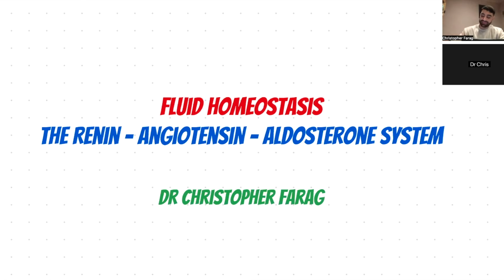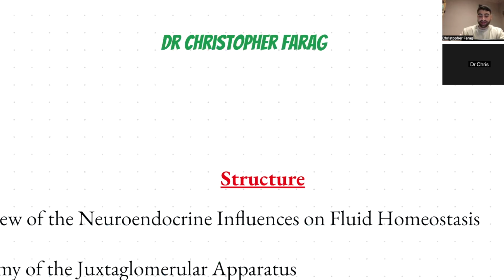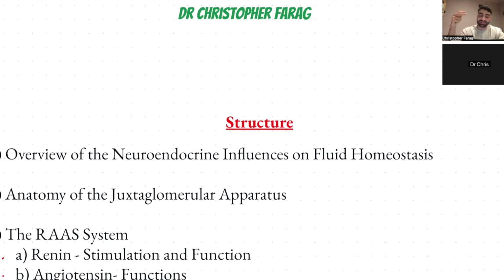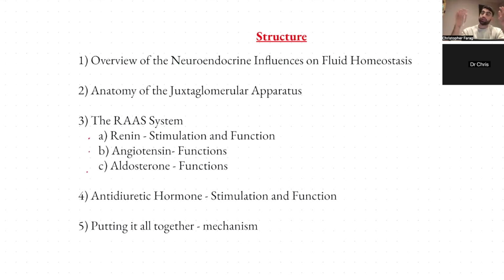So, plan for today. We're going to start by having a big picture look at how we control fluids in our body, fluid homeostasis. We're going to have a big picture look at what the factors at play are, and there are both neural and endocrine factors. Whilst we are going to be focusing on the RAS system during this video, this first bit is just an overview, to show you how this piece of the puzzle fits into the bigger picture.